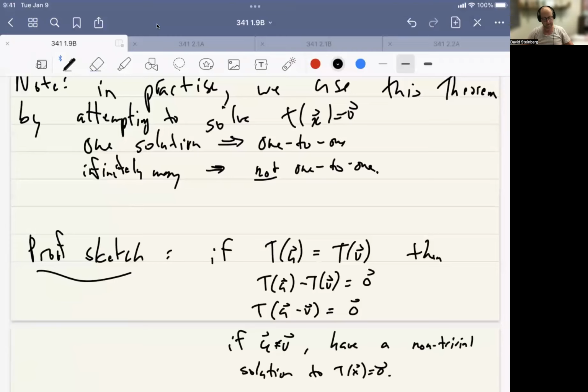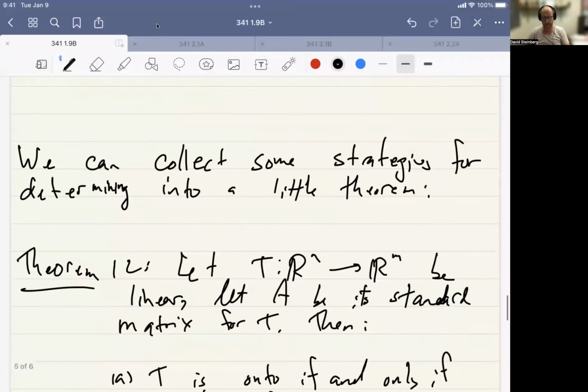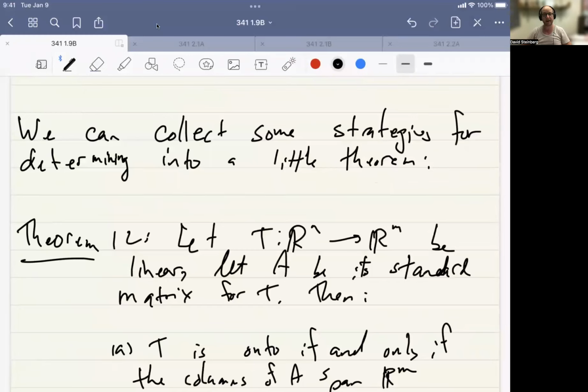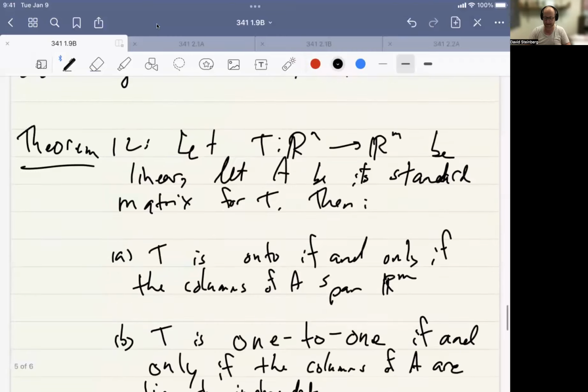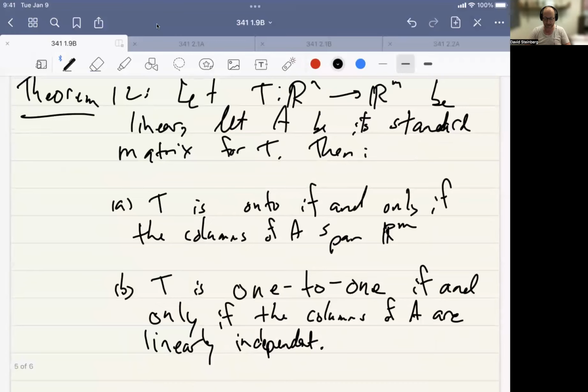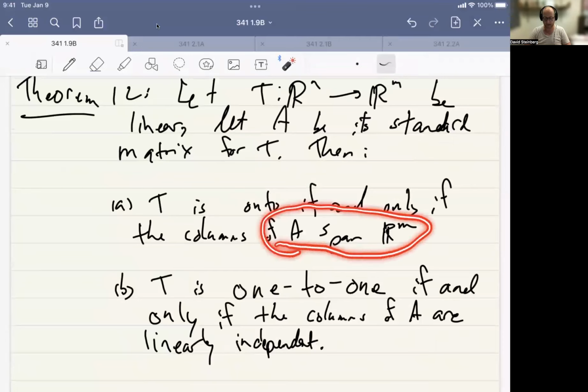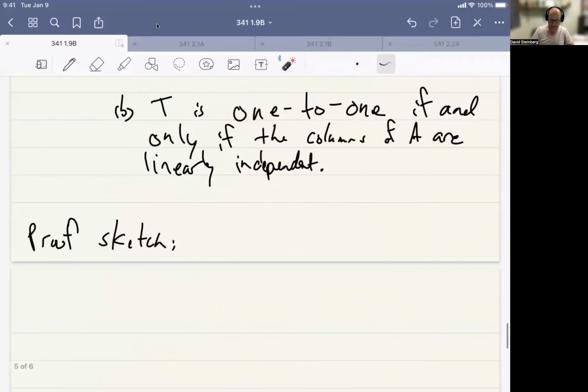We can collect some of the strategies we used in that previous example into a theorem here. Okay, so let T from Rn to Rm be another linear transformation. I'm saying the word transformation there, but you know. Let A be its standard matrix. Then T is onto exactly when the columns of A span Rm. And T is one-to-one if and only if the columns of A are linearly independent. We can give a little proof sketch of this too, I think.